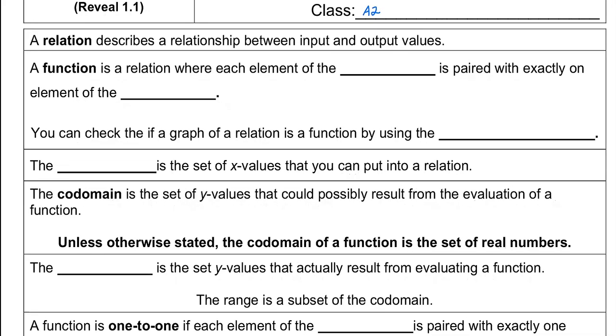And a function is a relation where each element of the domain is paired with exactly one element of the range. So I'm going to write in here domain, and range. You can check if the graph is a function by using the vertical line test.